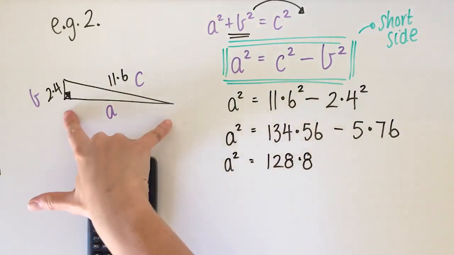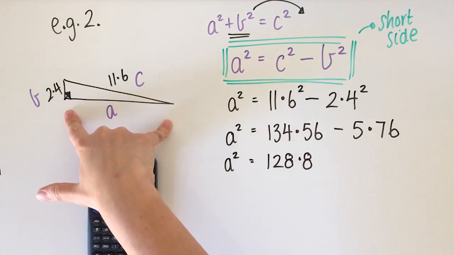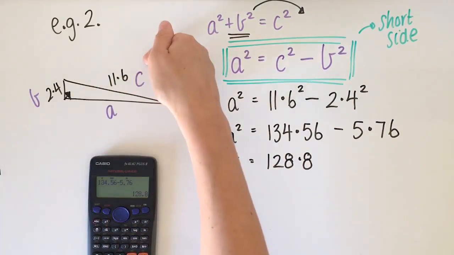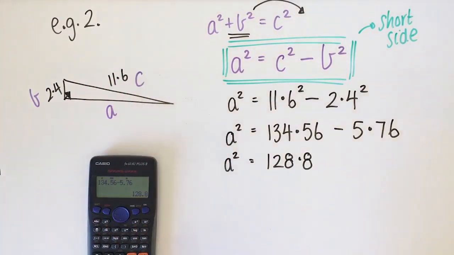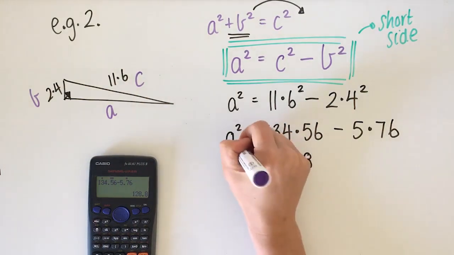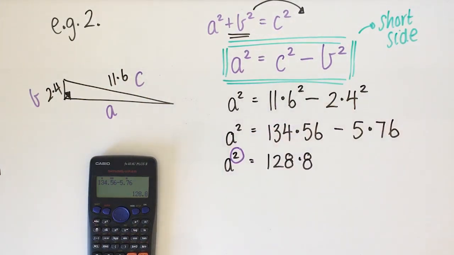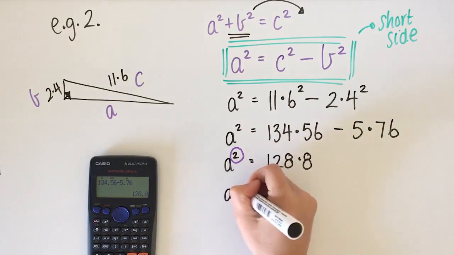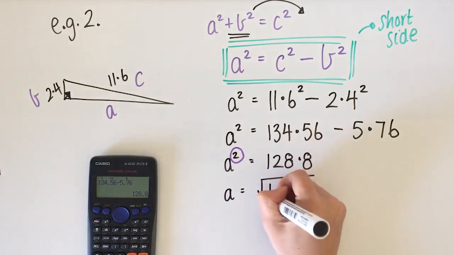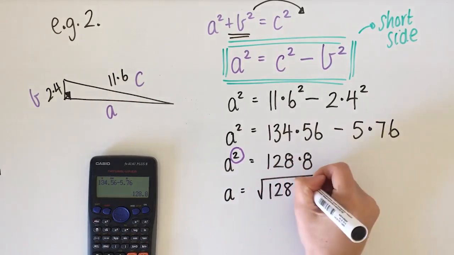No, we're not, because this side here has to be shorter than the hypotenuse. And if the hypotenuse is 11.6, our answer needs to be less than 11.6. So we need to do the inverse of this. The inverse of squared is the square root, 128.8.